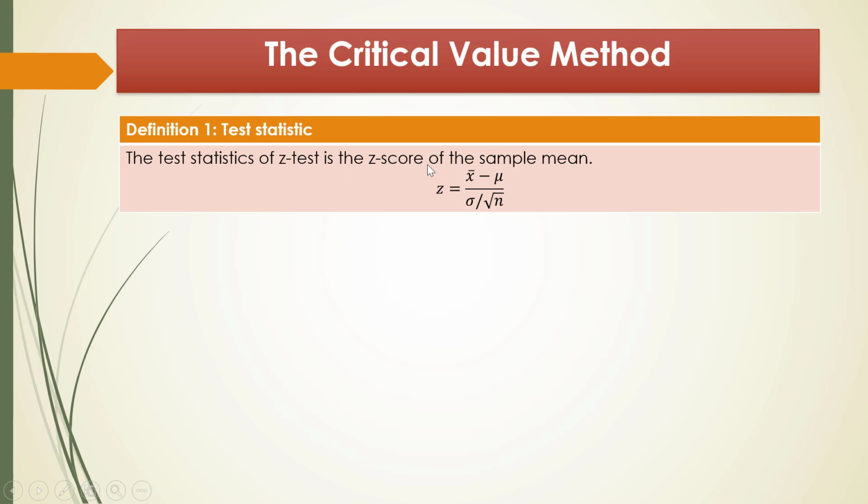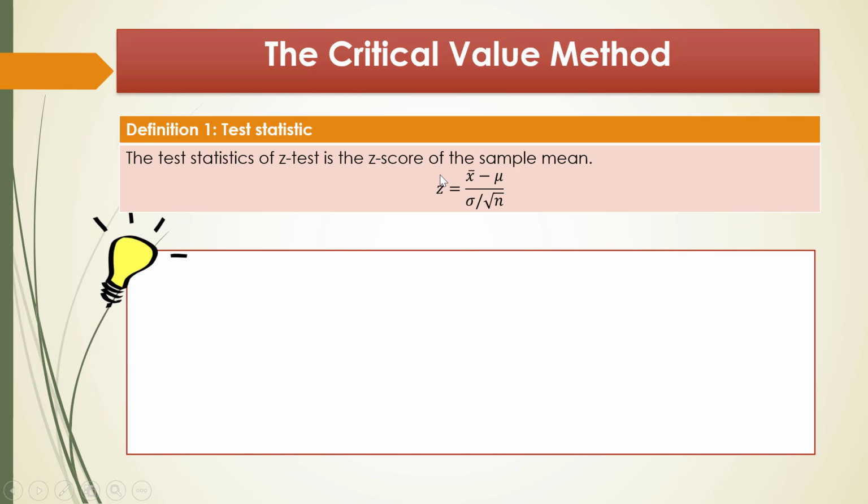And by the central limit theorem, when the sample size is at least 30, we know that the sample mean follows a normal distribution approximately with mean mu and standard deviation sigma over square root of n. So the z-score of the sample mean is z equals x bar minus mu over sigma over square root of n. So this is the test statistic.